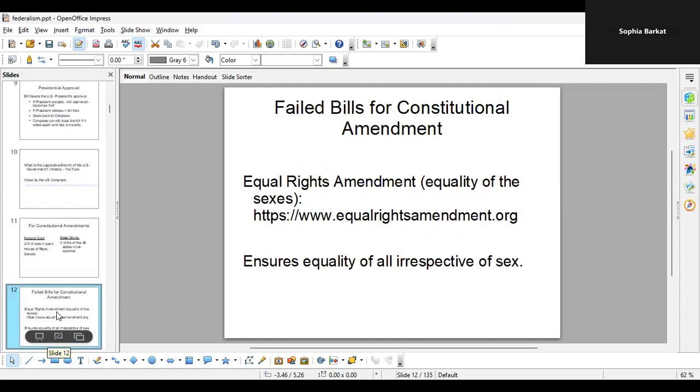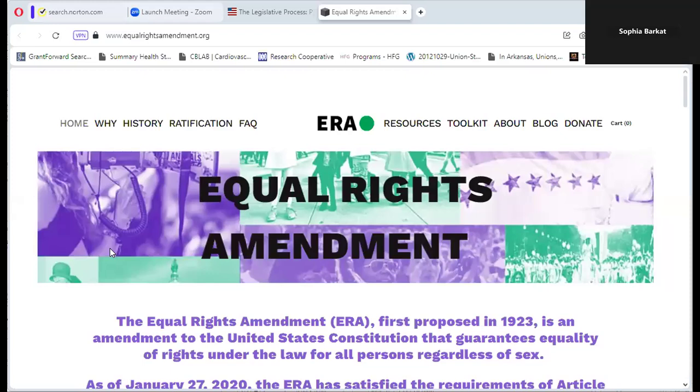Failed bills for constitutional amendment. Equal Rights Amendment wants equality of the sexes. So here they have an Equal Rights Amendment website. You can check it out. It's equalrightsamendment.org. Let's take a look at it for 1 second. This is what their website looks like.